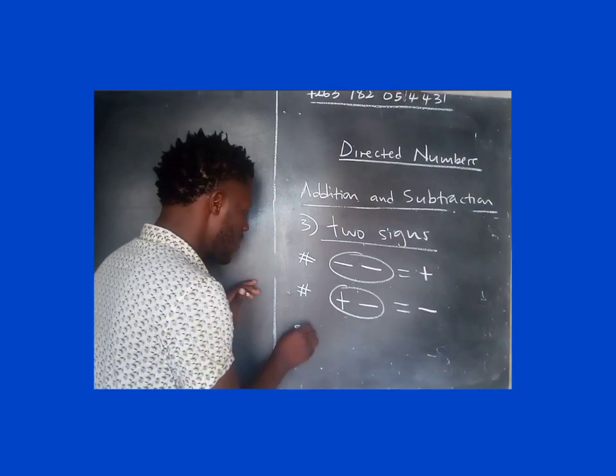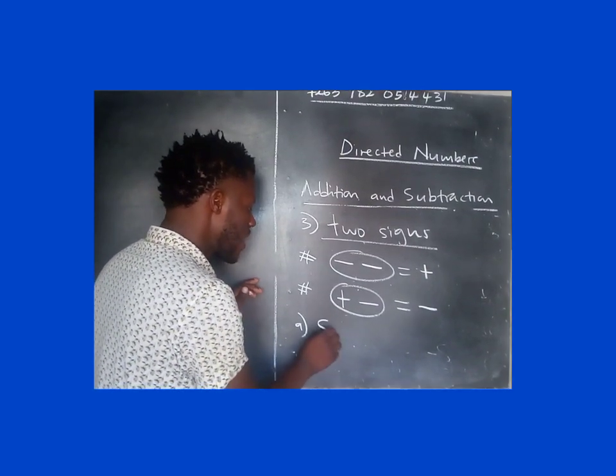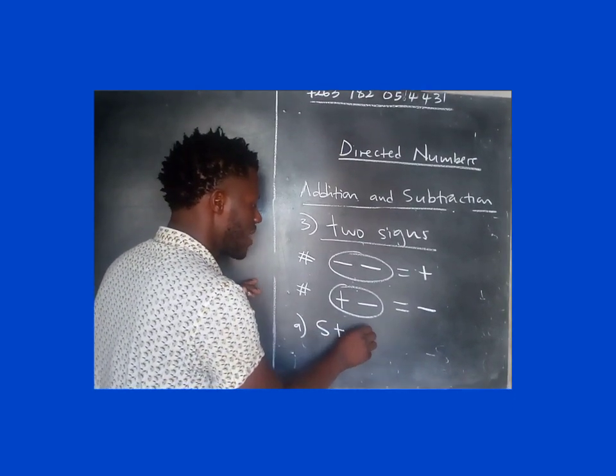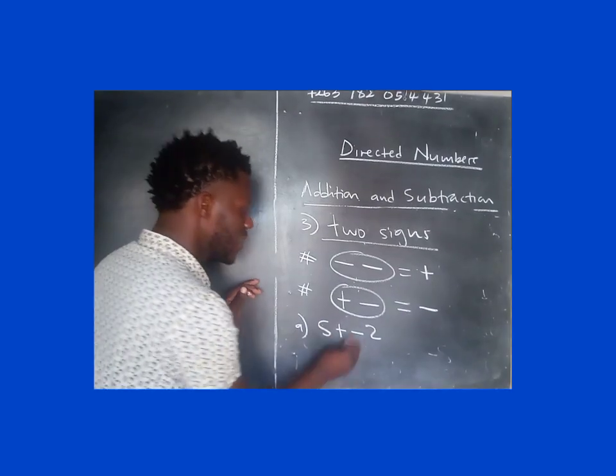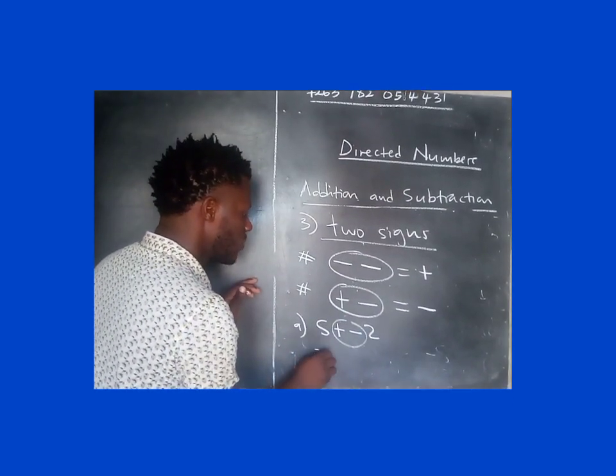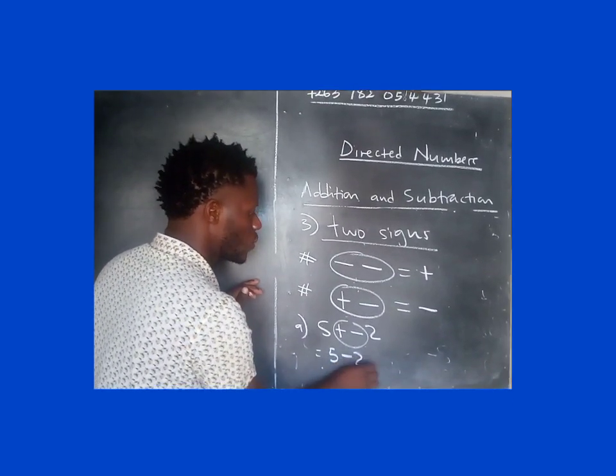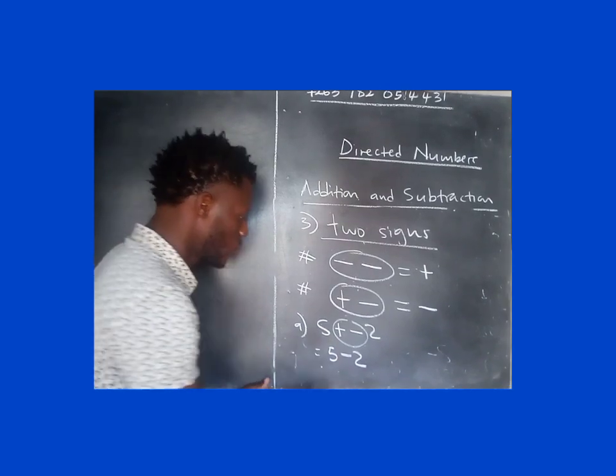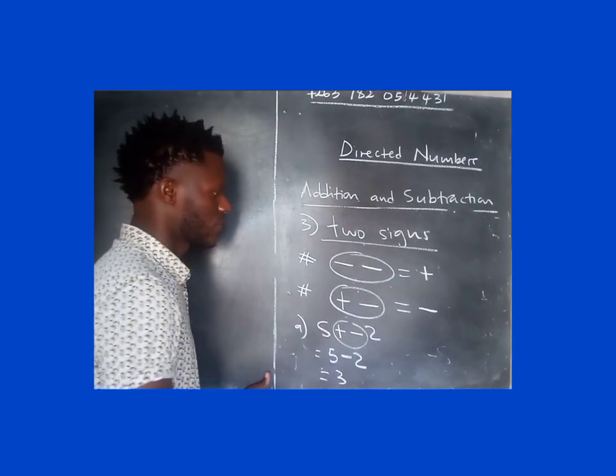For instance, number 1, 5 plus minus 2. You clear these two signs. They are representing 5 minus 2. Then 5 minus 2, you get 3.